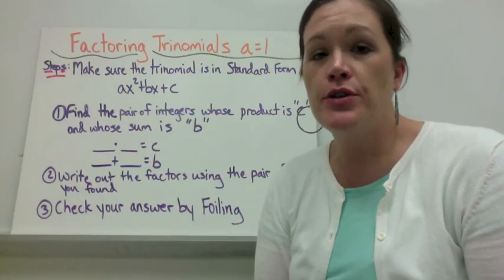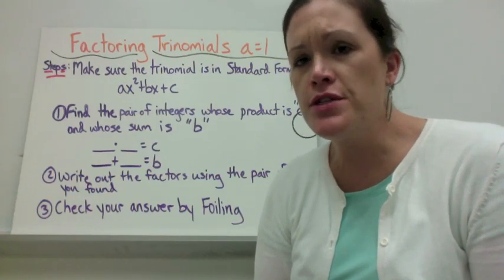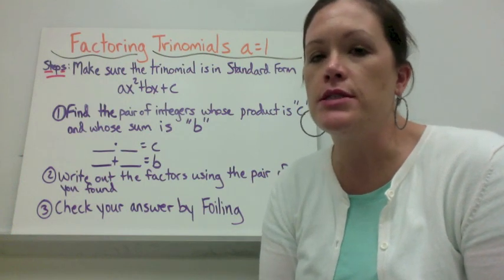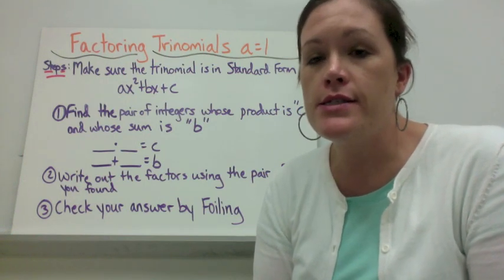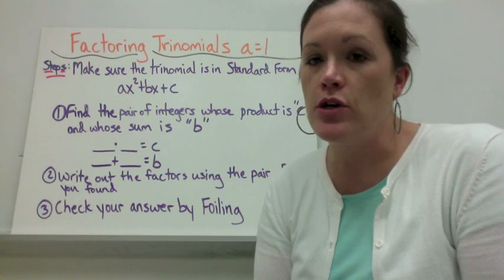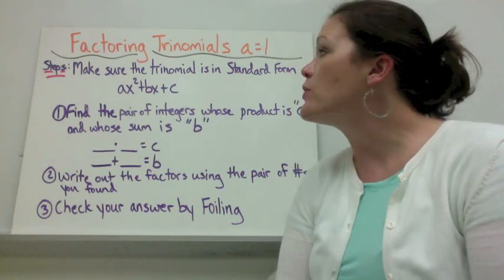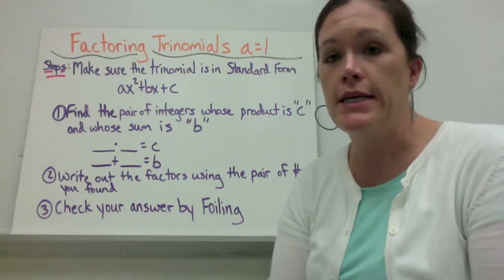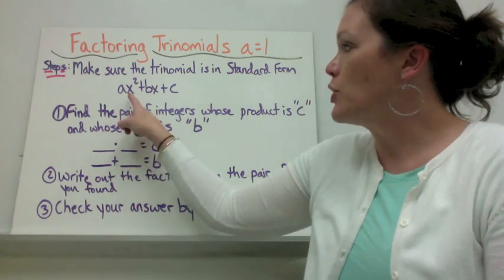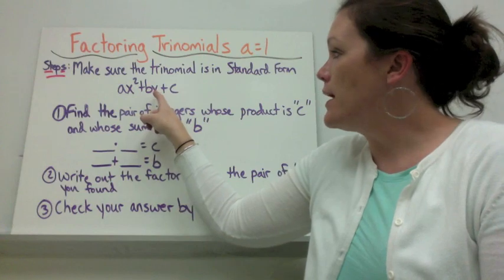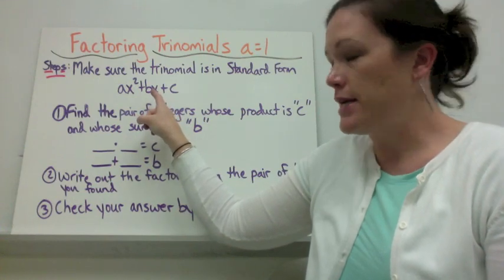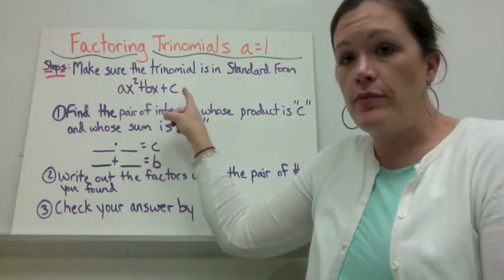Let's talk about factoring trinomials. The first thing you want to do is make sure your trinomial is in standard form. The standard form of a trinomial is actually called standard quadratic form, which we'll talk more about later, but it's ax squared plus bx plus c. So you want to put your squared term first, the one with x, which is called our linear term, second, and the constant term third.